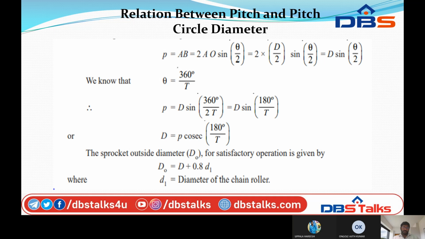The sprocket outside diameter D0 for satisfactory operation is given by D0 is equal to D plus 0.8 D1, where D1 is the diameter of the chain roller.